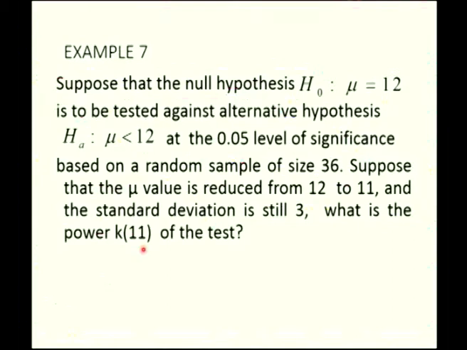Just see this example of how the power of the test is computed. Suppose the null hypothesis is such that mu is equal to 12. This is your mu naught value. This is to be tested against the alternative hypothesis HA: mu less than 12 at 0.05 level of significance, based on a random sample of size 36. Suppose that the mu value is reduced from 12 to 11. This is your new mu1 value. This is mu naught and this is mu1. And the standard deviation is still 3. What is the power K of 11 of the test?